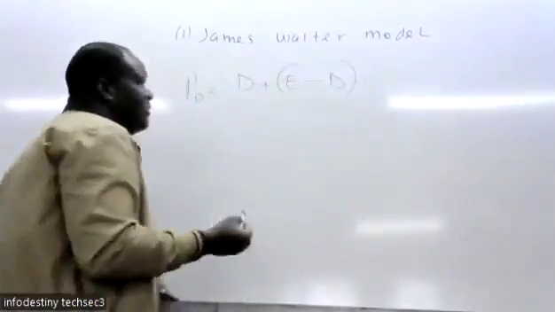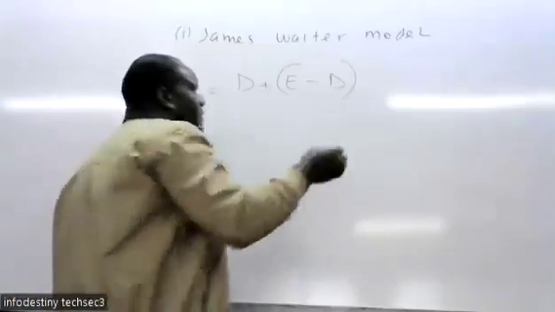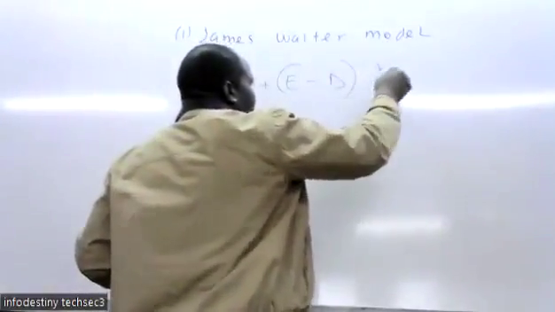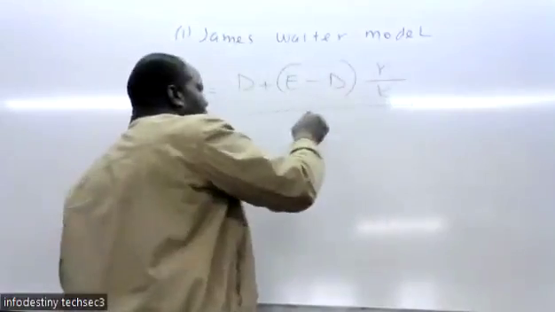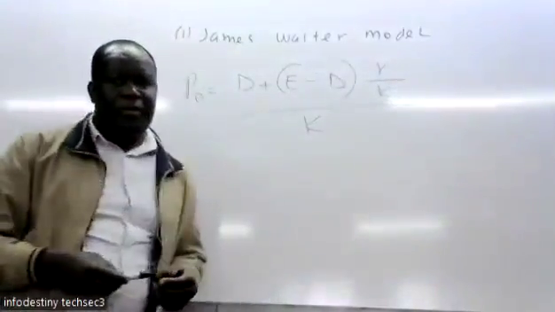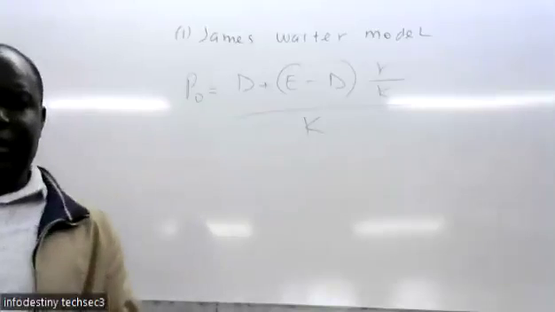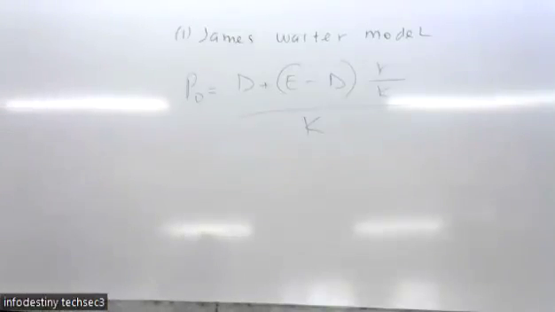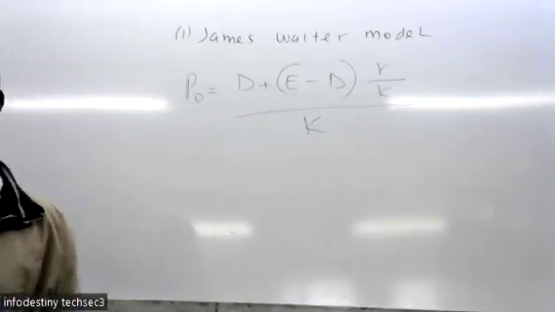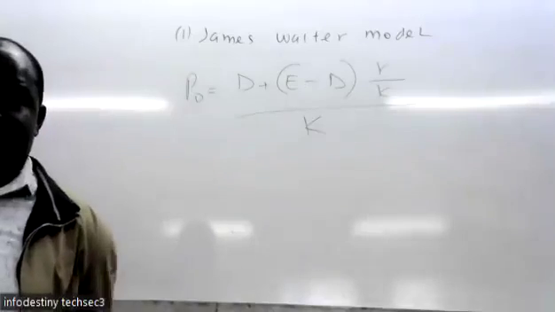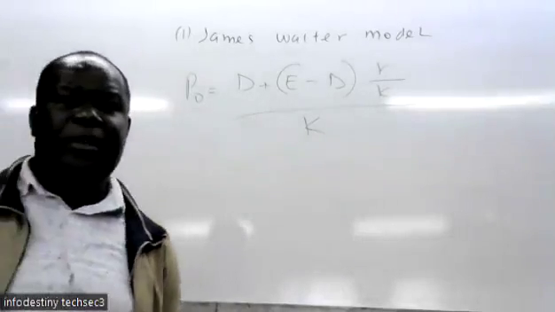I will explain what each one of them stands for. Then R over K. We also divide by K like that. So we simply simplify it in that order. According to the Walter model, to get the value of the share, it is D plus in brackets E minus D, then R over K, divided by K, where D is the dividend per share.